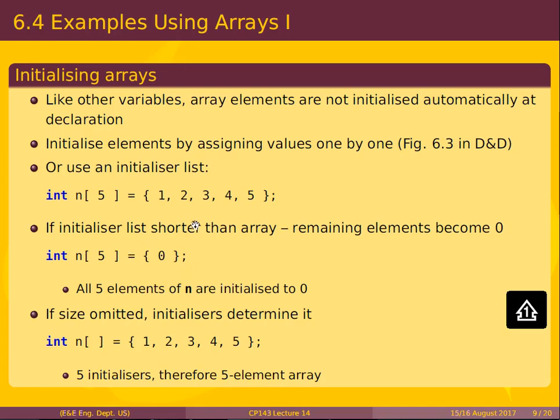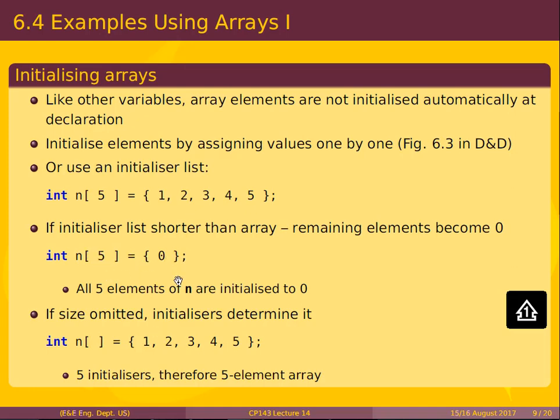However, if we don't want to specify each one explicitly, but want to initialize all of them to the same value, then we can use a shorter initializer list, and the remaining elements will become 0. So when we declare the array, int n[5], there are 5 elements, all equal to 0.